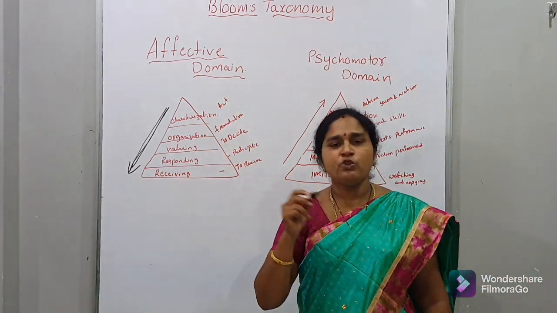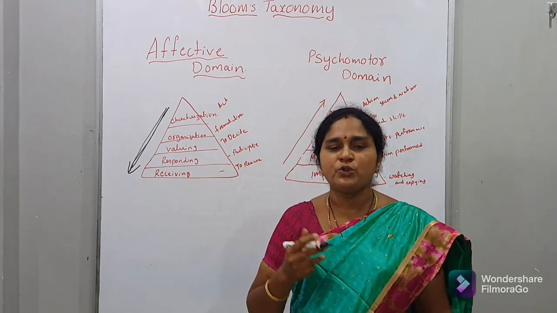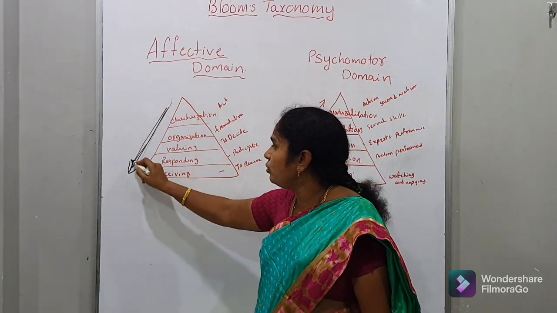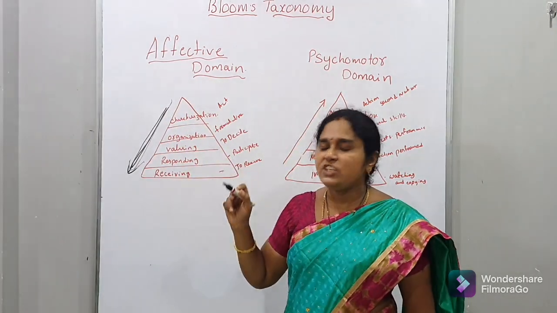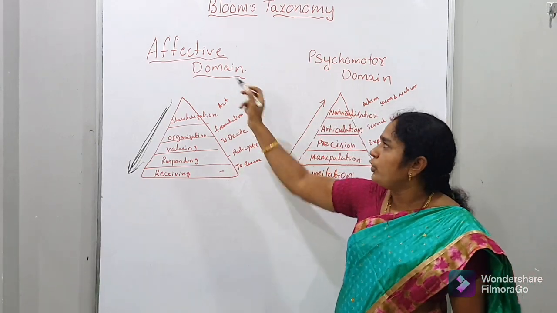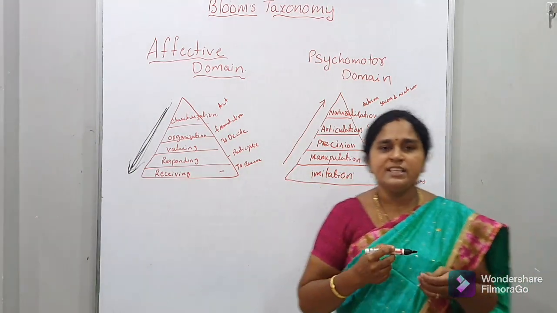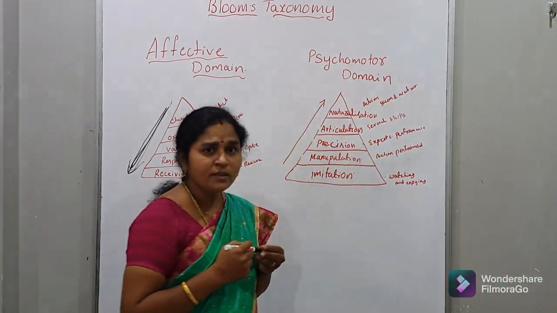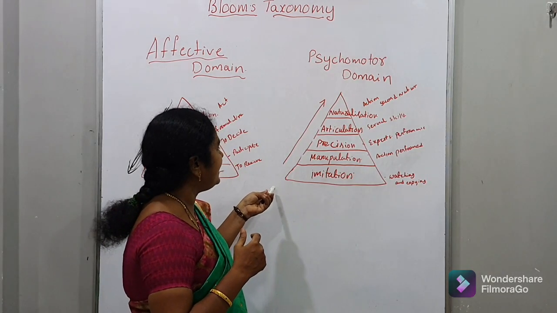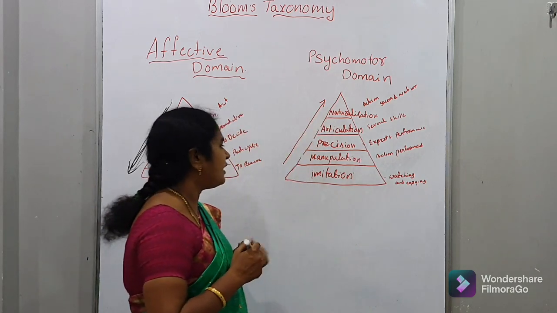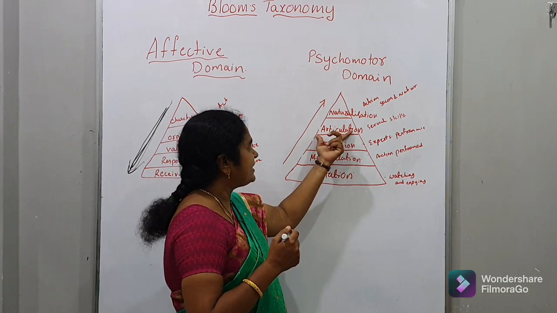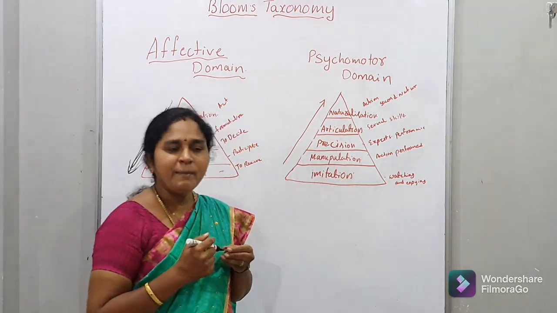The affective domain includes emotions and feelings. That's why these are arranged from up to down: characterization, organization, valuing, responding and receiving. That is the affective domain. The next one is the psychomotor domain. This is also a hierarchy, from down to up: imitation, manipulation, precision, articulation, naturalization. That is the main thing.